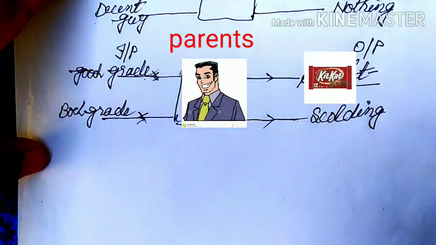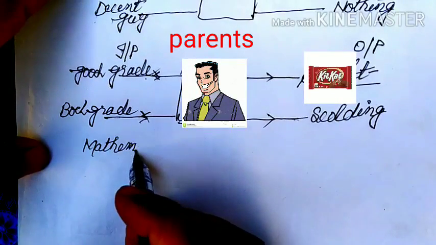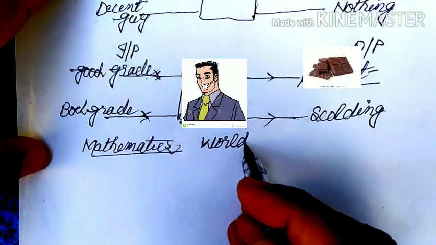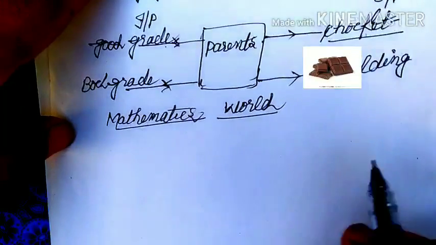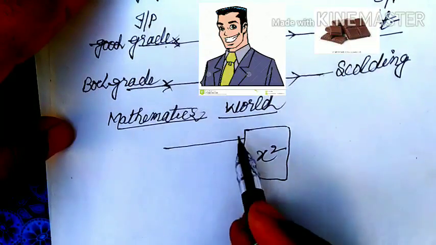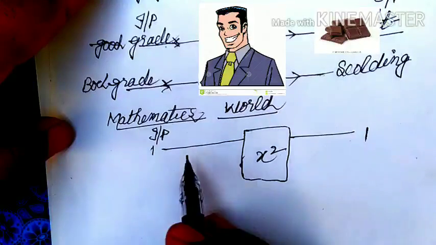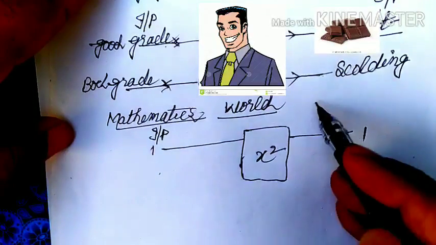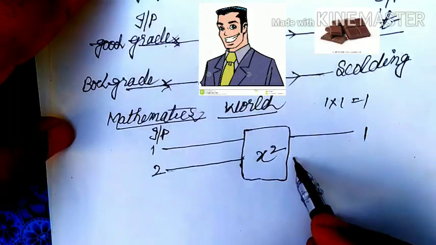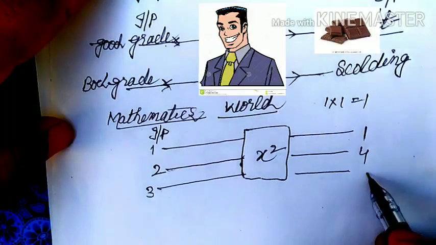So dear students, now we will go to the mathematics world. In the mathematics world, how can we define a function? Here we take x square as a function. So if we put input 1, we get 1, because 1 multiplied by 1 equals 1. If we put input 2, we get 4. If we put input 3, we get 9.